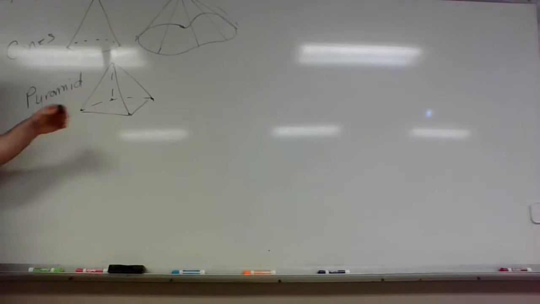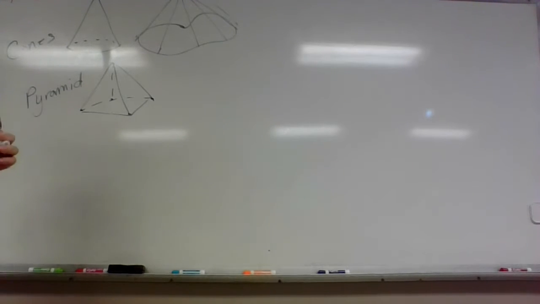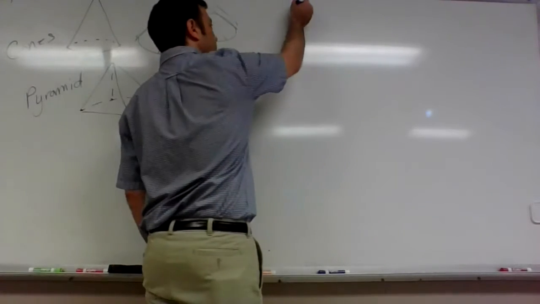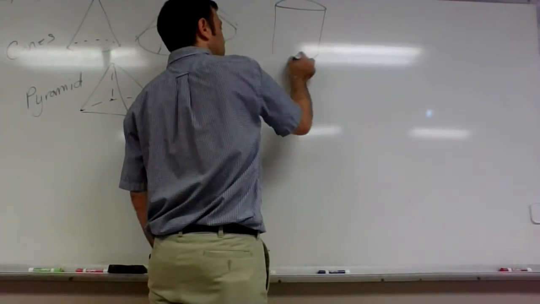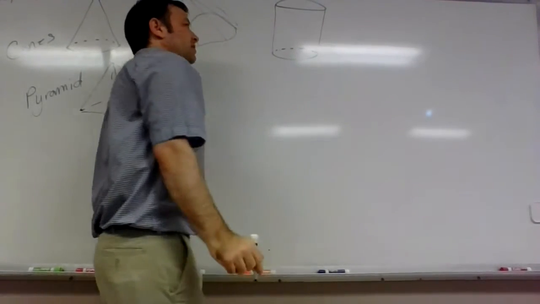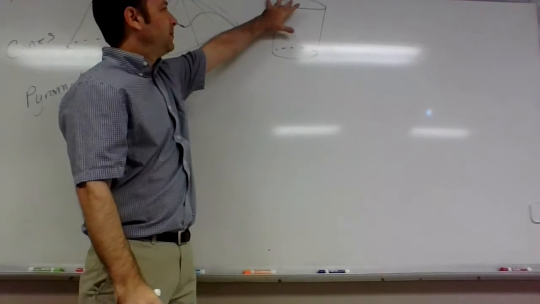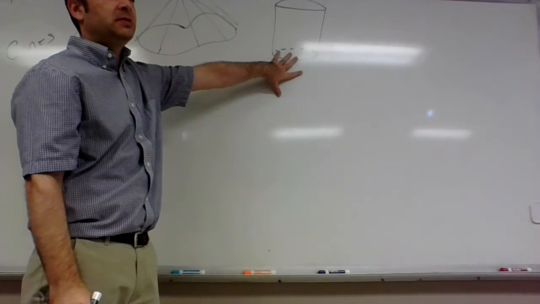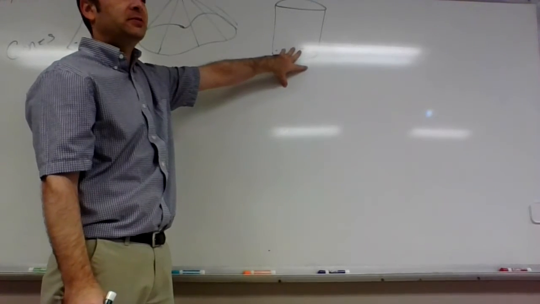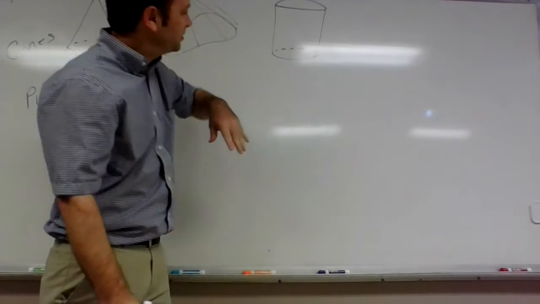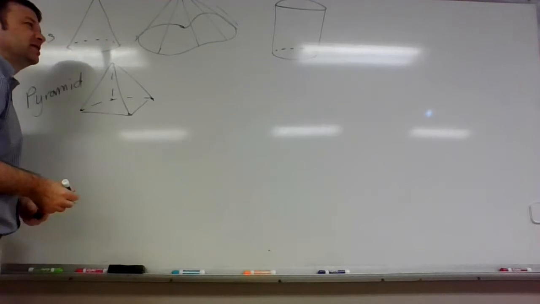Cones don't have to, but pyramids do have to have straight edges. All right, got it? And then from there, what was this called? Cylinder. So cylinders have two parallel surfaces, and they're also identical, or they should be. Mine looks a little top heavy, but you guys get the idea.